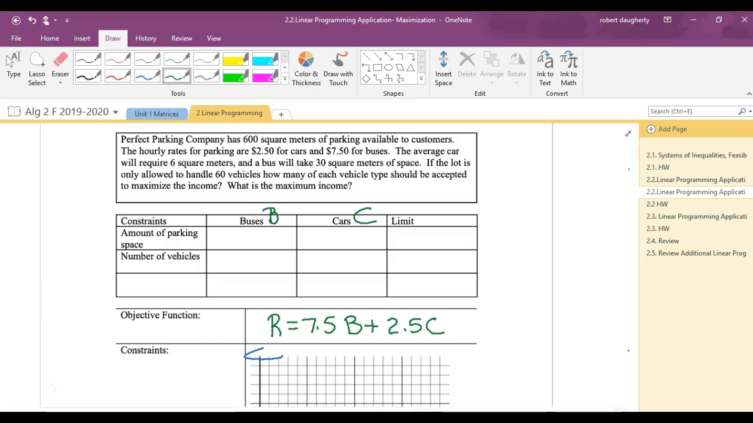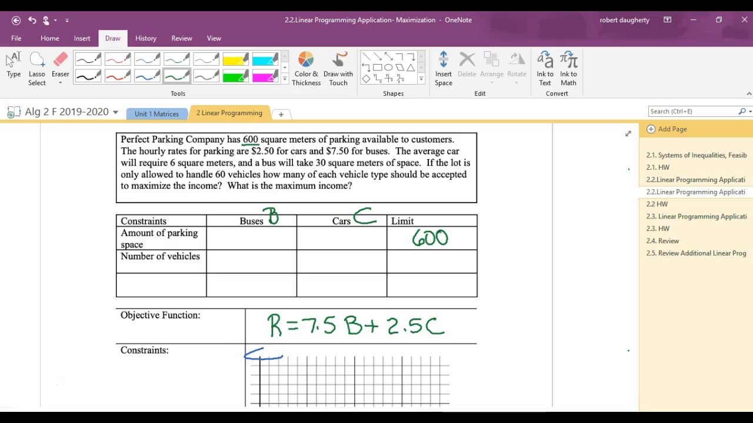It looks like the constraints are: I have a certain amount of space for parking, and the other constraint is I can only hold a certain number of vehicles. So if I look at the space, I have 600 square meters of parking. That's my limit. I can never park more than 600 square meters. And how much does a bus take up?